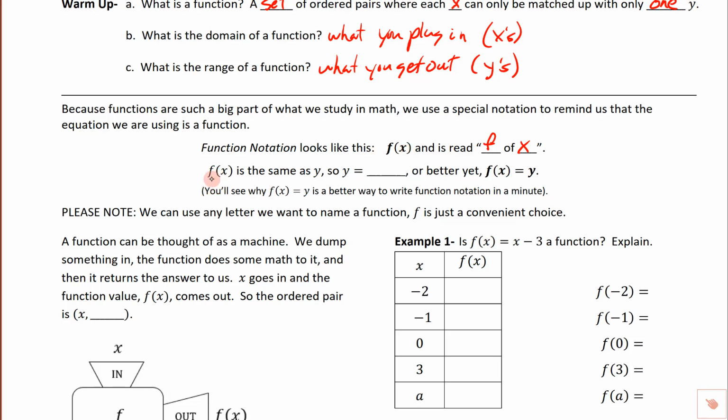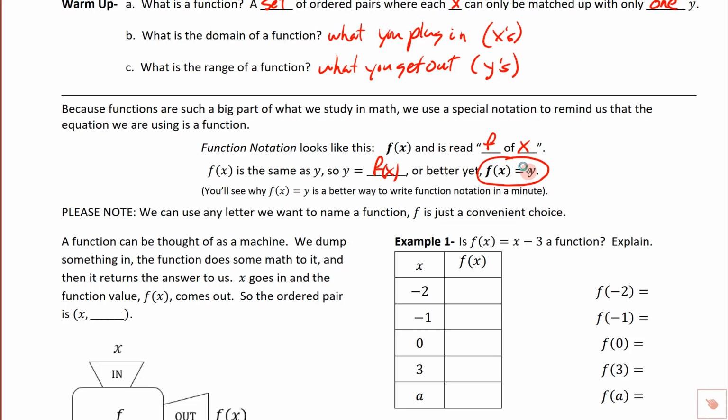Now, what is f of x? f of x is the same as y. So remember, when we plug in an x, we normally get out a y. What we're saying here is that if you plug in an x, what you get out is the function value at x. So f of x is the same as y, or in other words, y equals f of x, or this is actually the best way to write it right here. So writing f of x is equal to y, and you'll see why this is the best way to write it in just a few minutes.